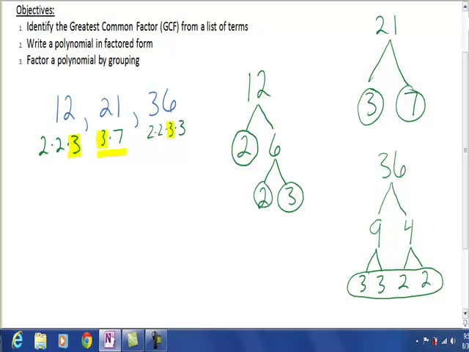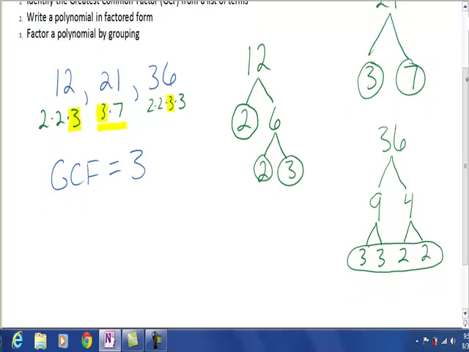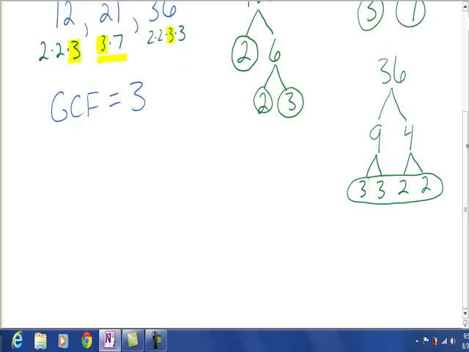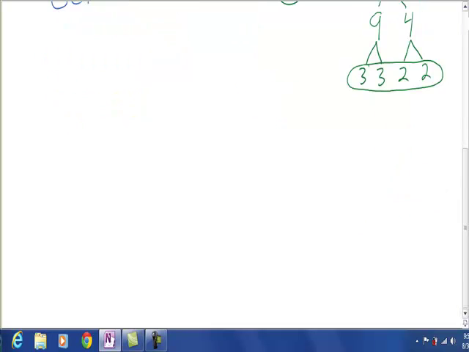So what does this tell me? That's the only thing they share, so that is the greatest common factor for those three numbers. For 12, 21, and 36, the greatest common factor is 3. Okay, so when you have whole numbers, you can do a prime factorization like that to compare and determine what the solution should be. What about when you have terms that look like this? X squared, 3x to the 5th, and x to the 4th.